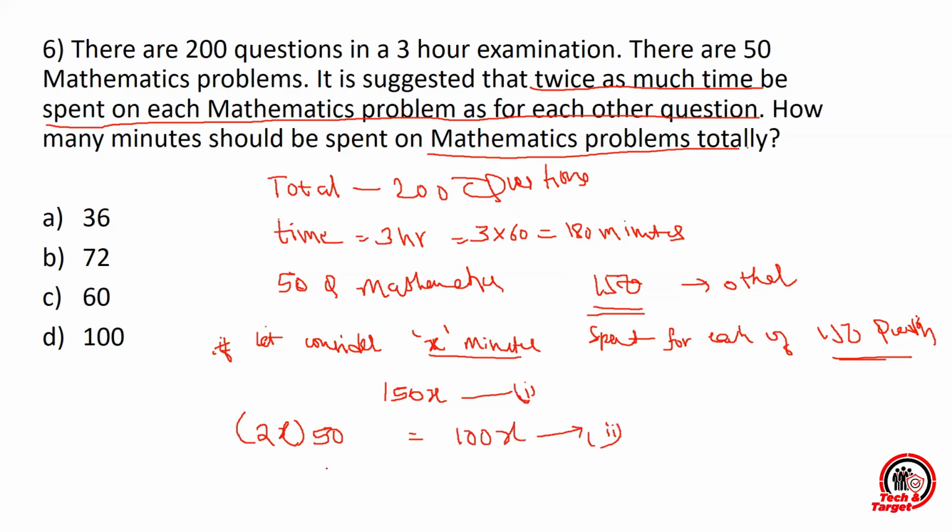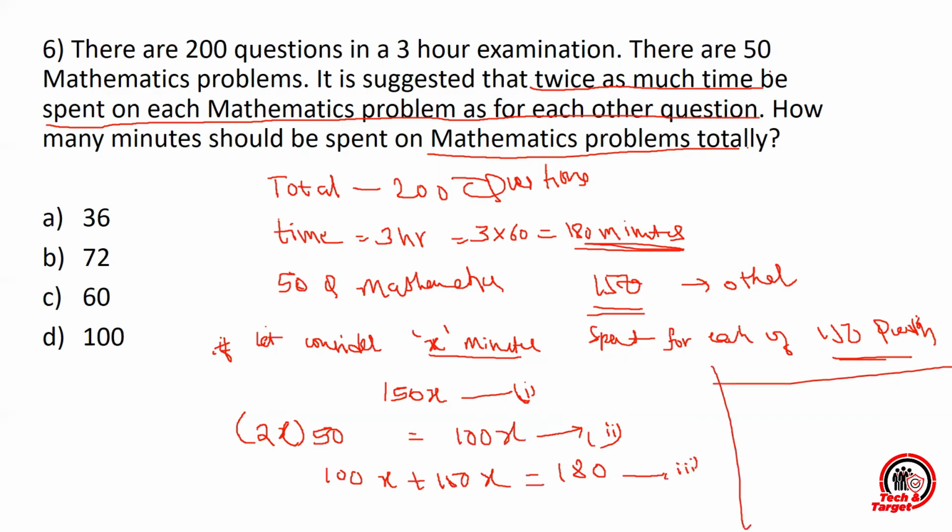Now if we solve, what will happen? So 100x plus this 150x. What is the total time they have given? They have given 3 hours, which is 180 minutes. So 100x plus 150x will be 250x, which equals 180, and x is equal to 180 by 250. Right, now this and this will get cancelled. Now the value of x will be 18 by 25.